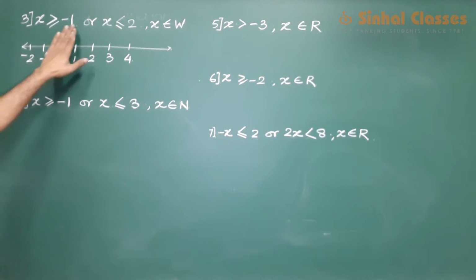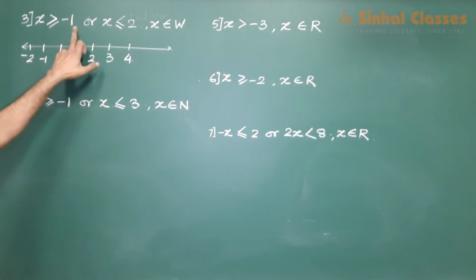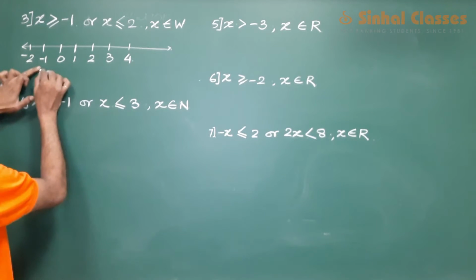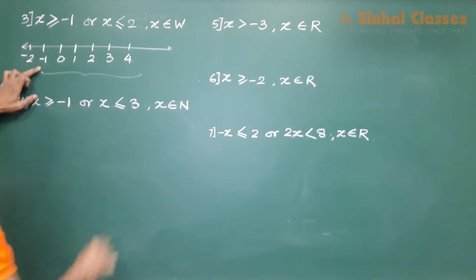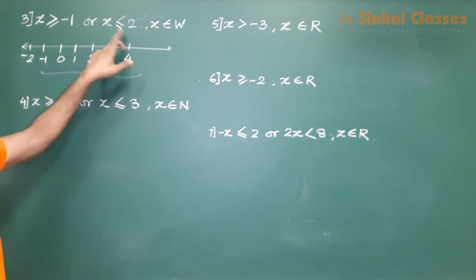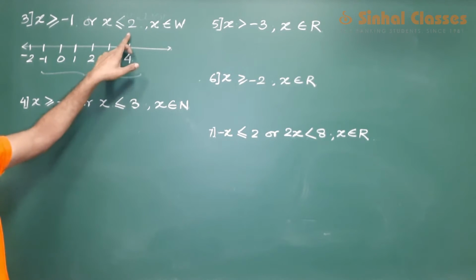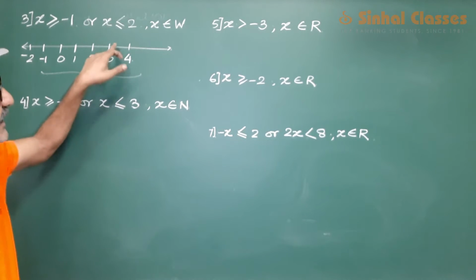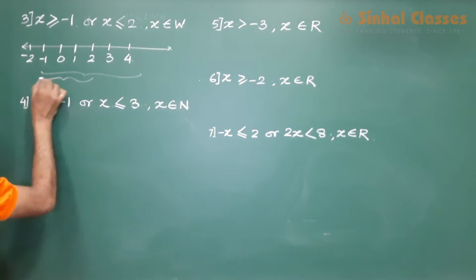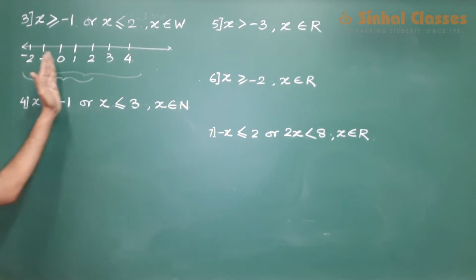X is greater than or equal to minus 1. X या तो माइनस 1 है इक्वल टू या माइनस 1 से बड़ा है. So x lies to the right of minus 1 and then x is lesser than or equal to 2. या तो x 2 से छोटा है या इक्वल है. x is lesser than or equal to 2. So this will be the range of x. मतलब either x is this or x is this.